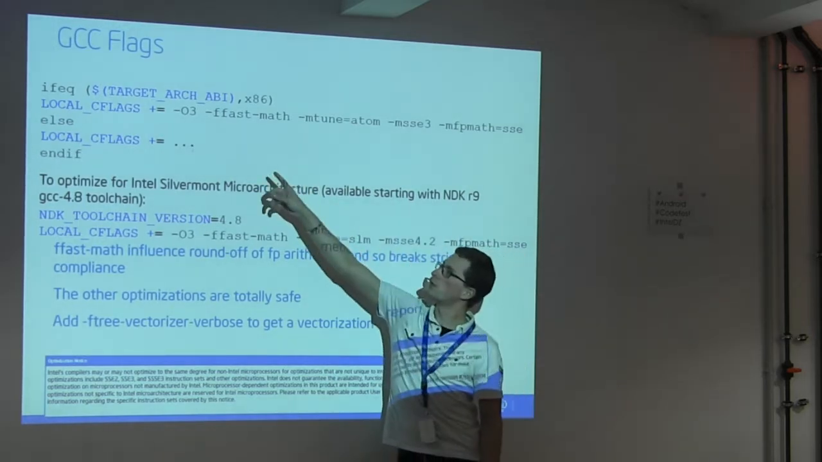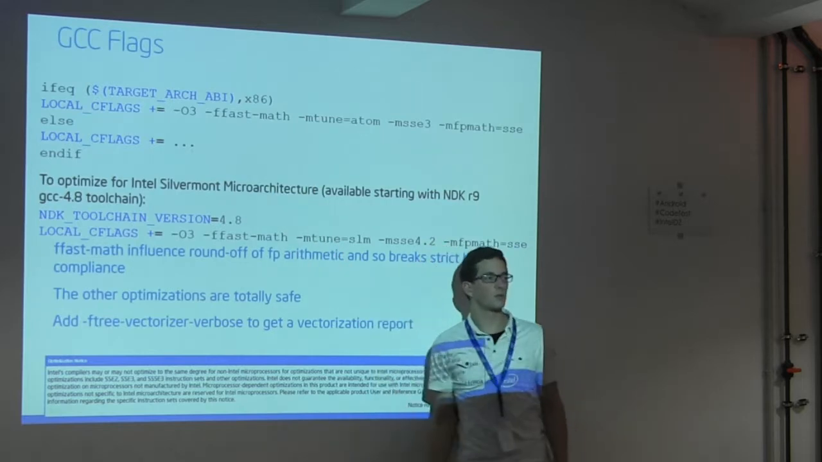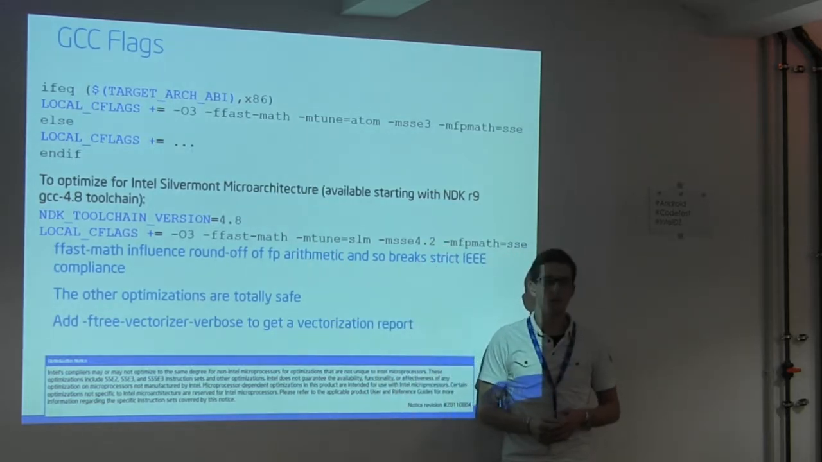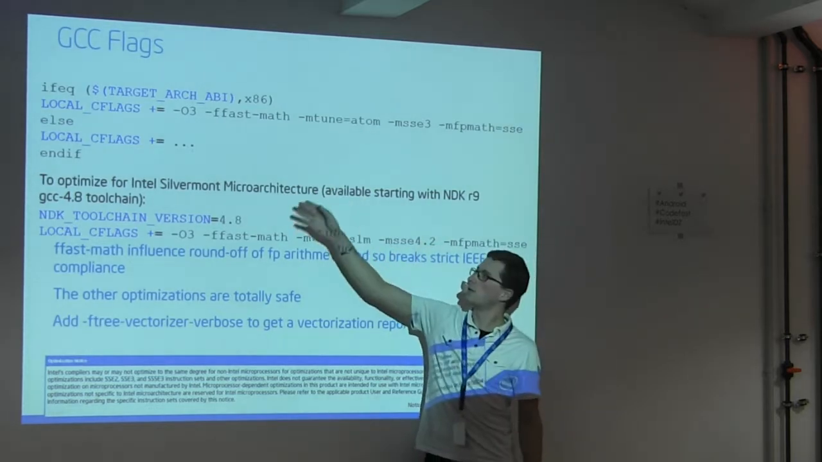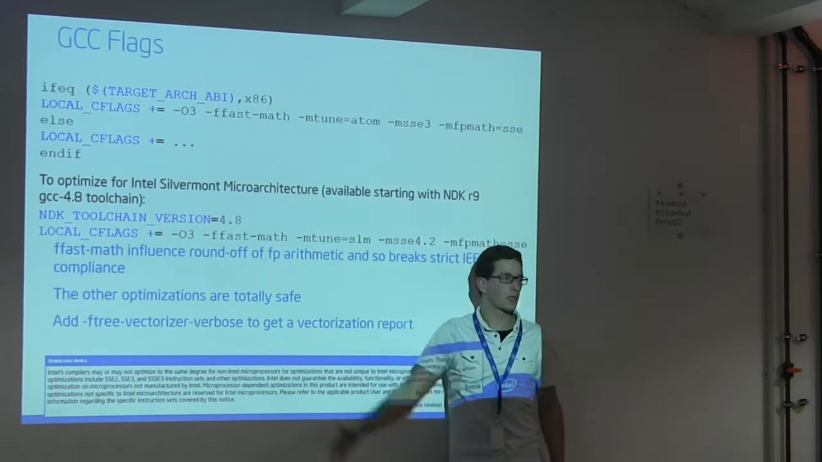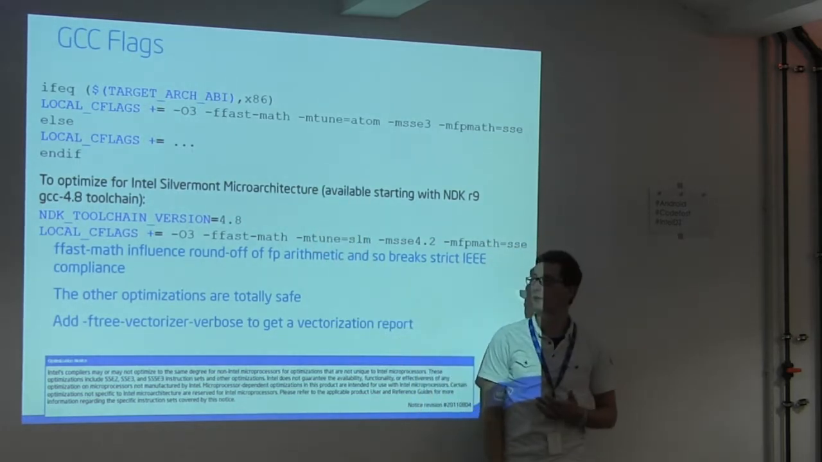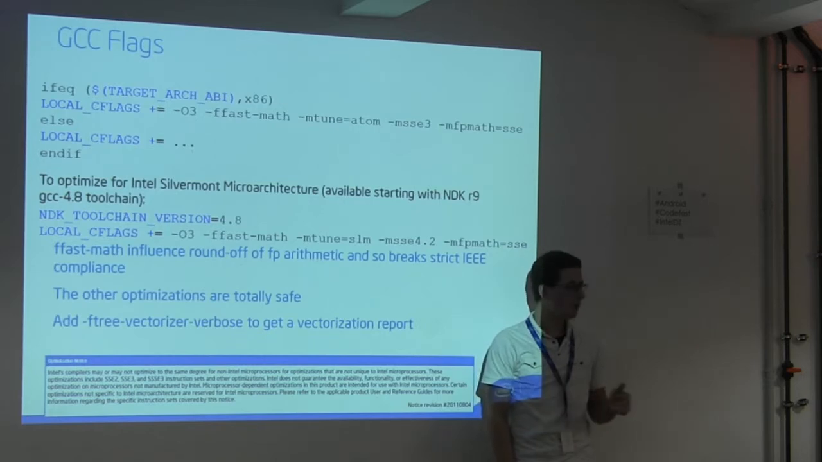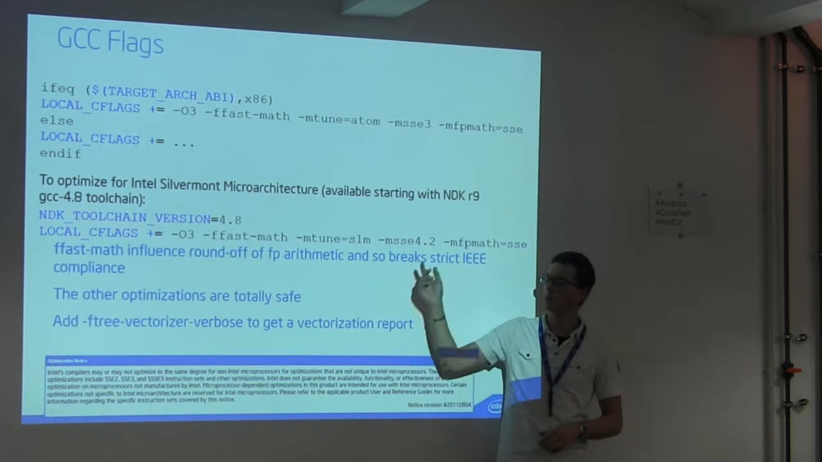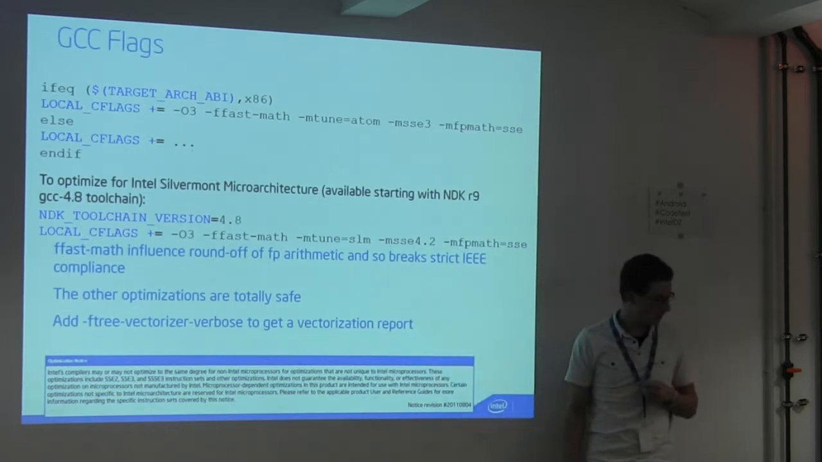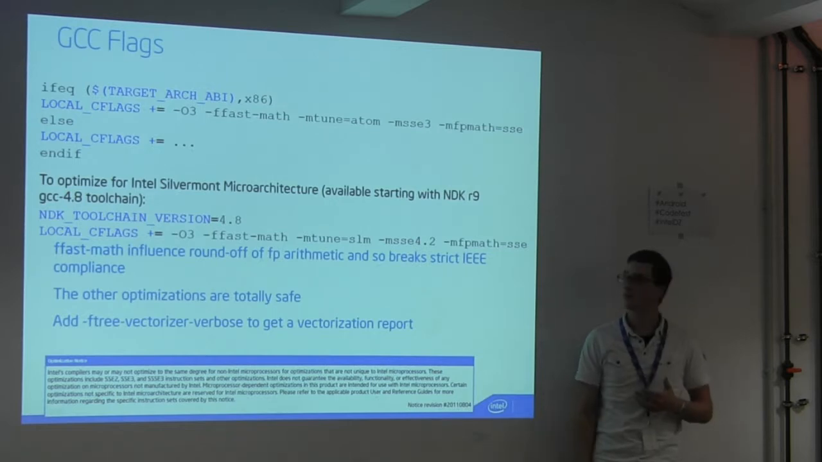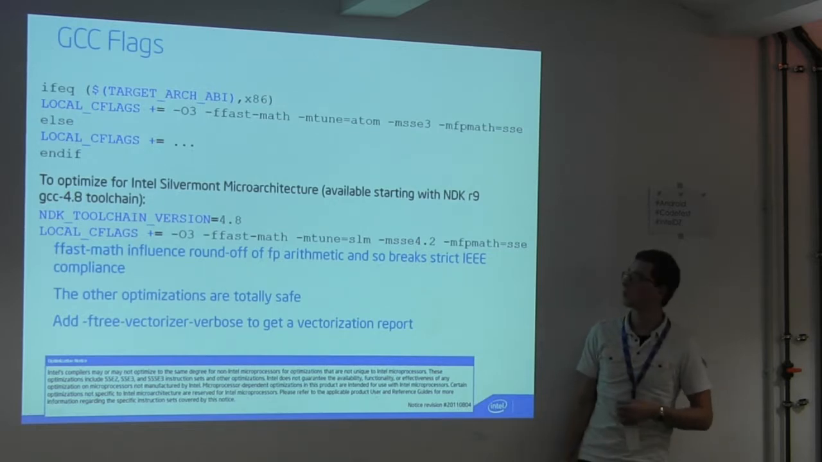So once again, you use target arch ABI, and you check if it's x86, because you don't want to pass x86-specific C-flags to your compiler when you're compiling for ARM. So you pass -Ofast and -ffast-math. These two are cross-platform, and they just bring more performance. -Ofast just activates all the performance options of the compiler, and -ffast-math says you can accept a bit less exactitude in math. Most of the time, it's okay to activate it.